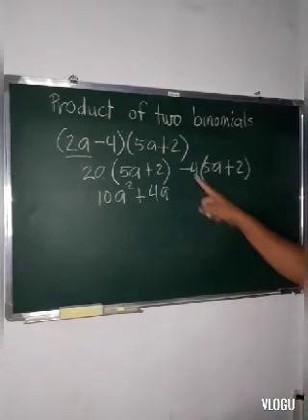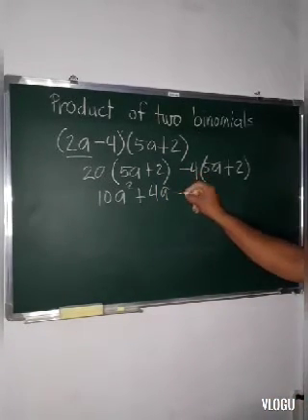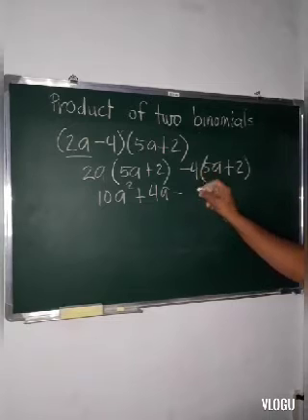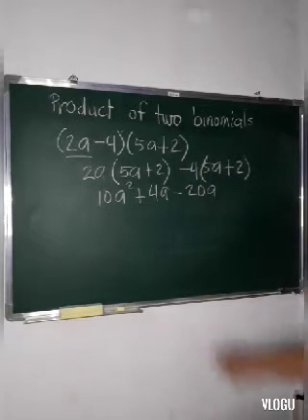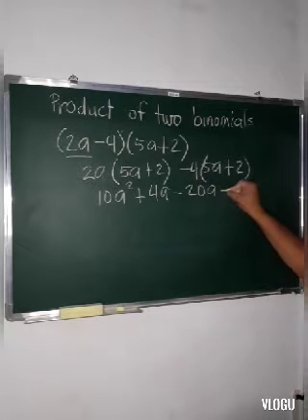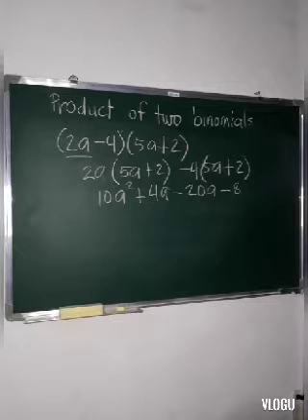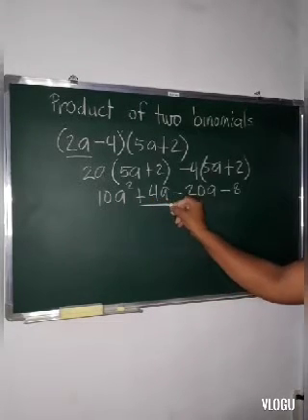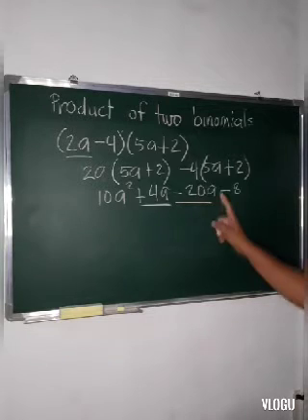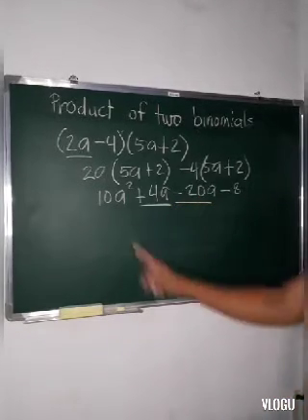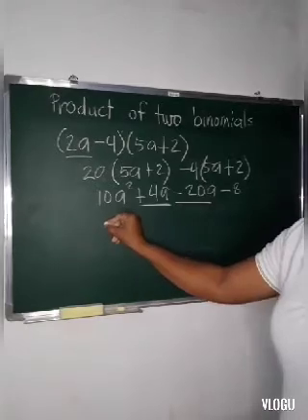Next, negative times positive is negative. Number, 4 times 5, we have 20. Then copy a. Next, negative times positive is negative. 4 times 2, we have 8. Combine like terms. Positive 4a, negative 20a. They are the same terms because a and a. So, bring down 10a squared.